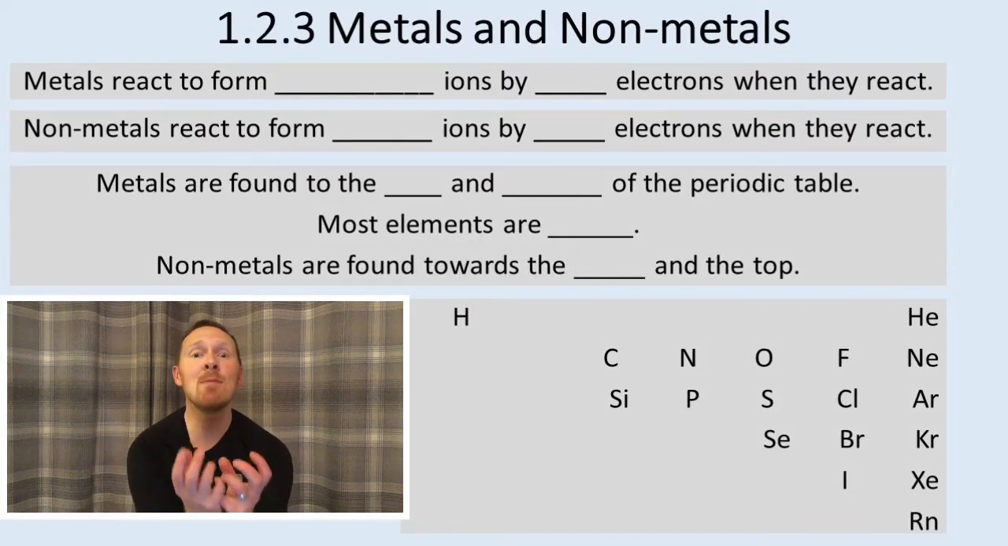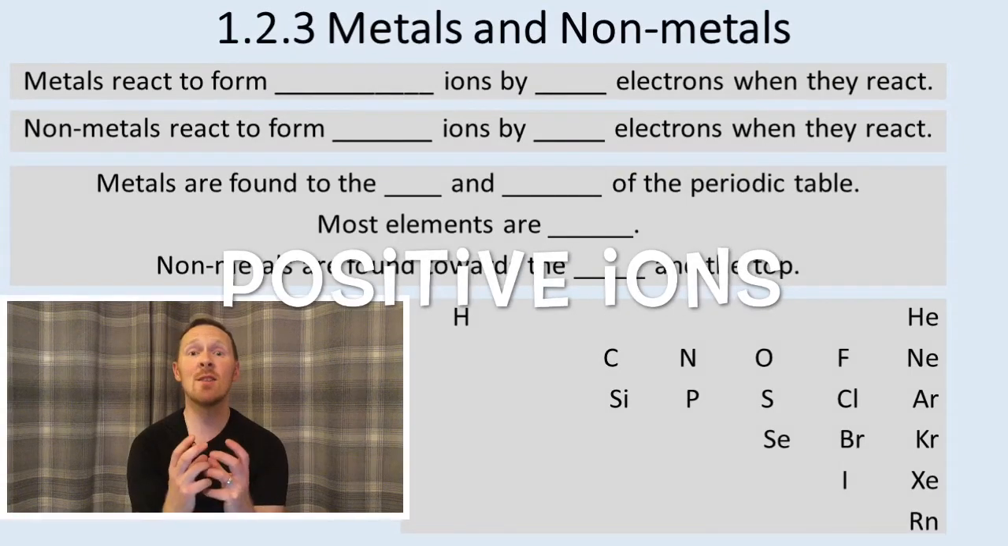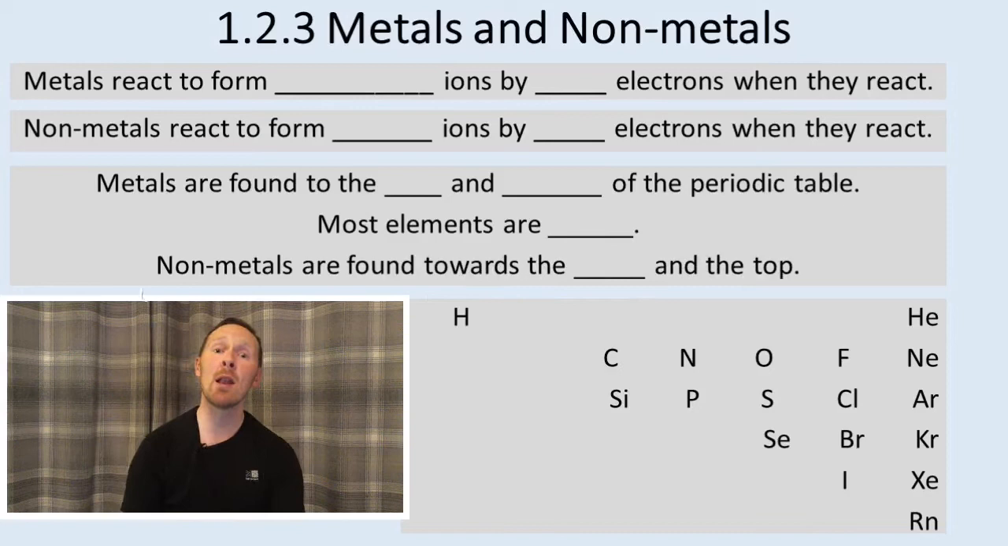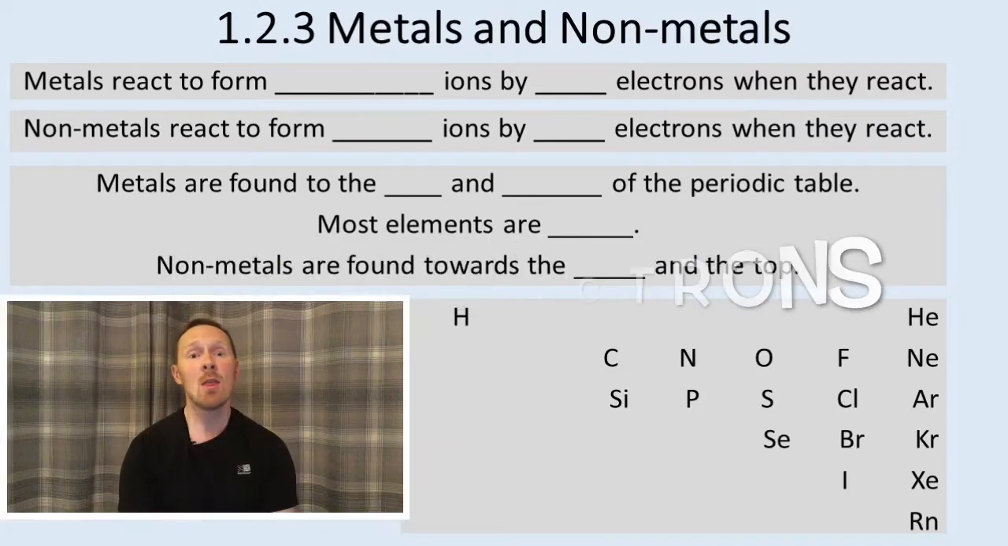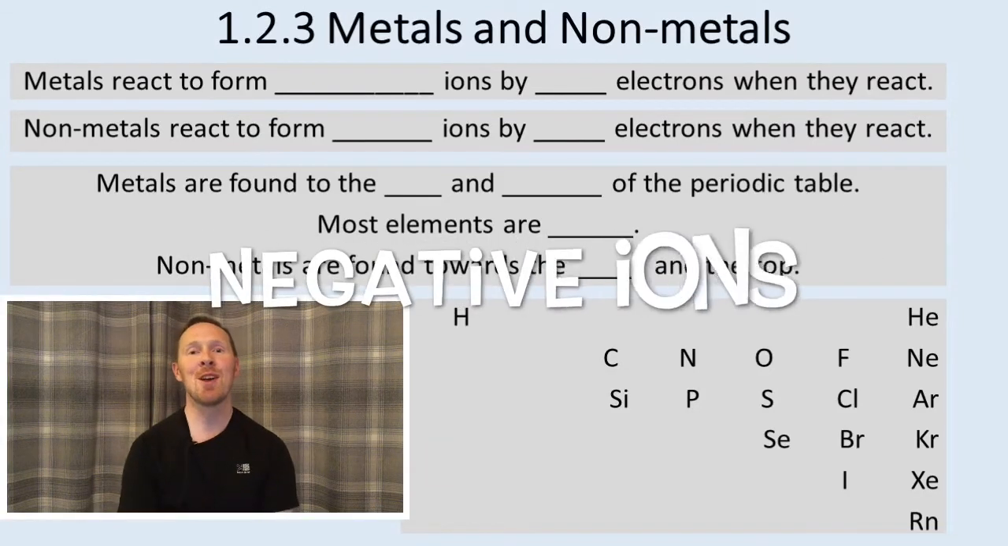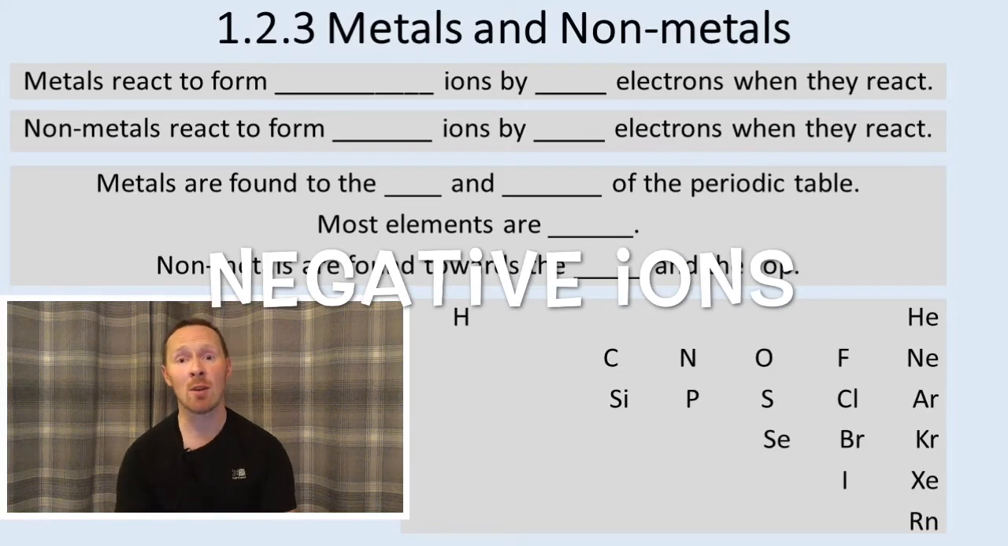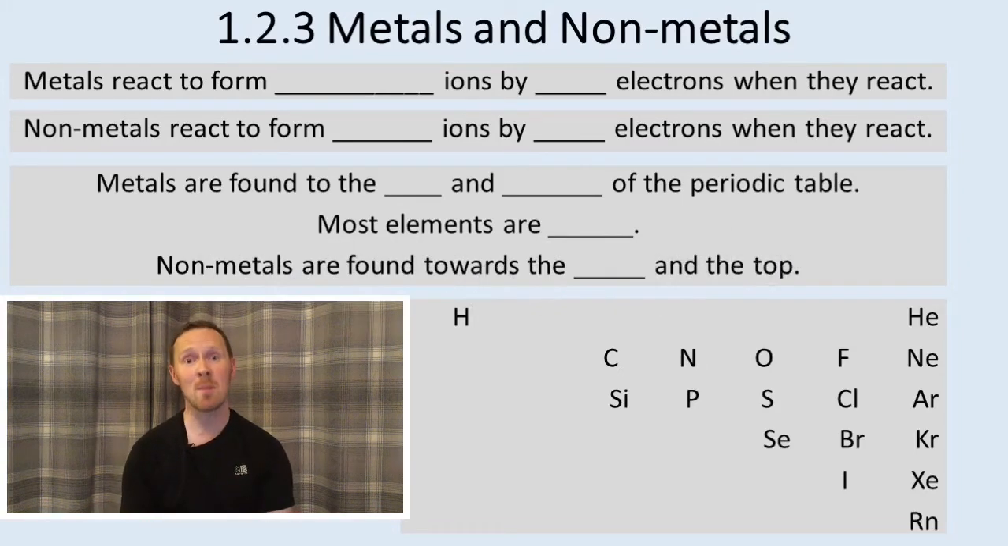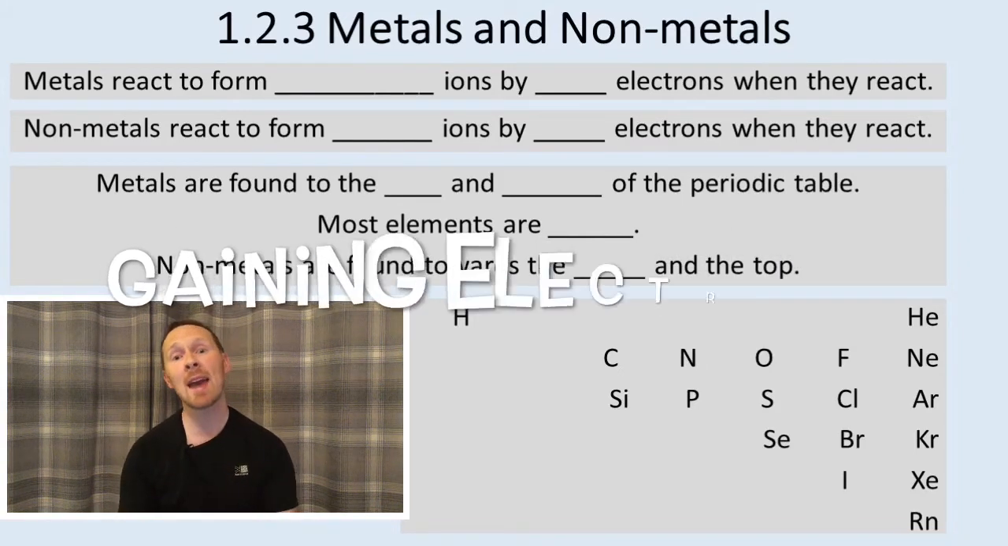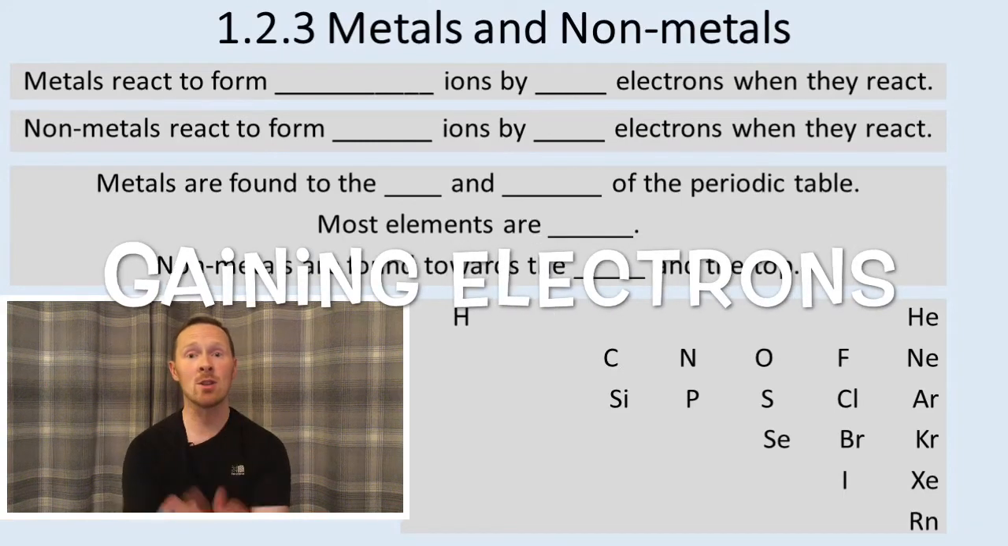Now, in terms of the chemistry of metals and non-metals, they are different. Metals react to form positive ions by losing electrons. The opposite is true for non-metals. Non-metals gain electrons and form negative ions. So they form negative ions by gaining electrons to have a full outer shell.